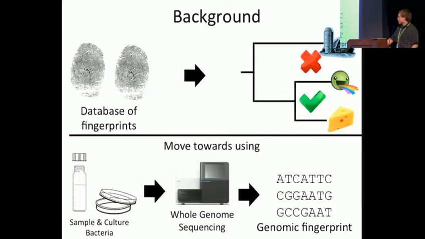And what we're trying to do is move towards using genome sequencing, in particular whole genome sequencing, to generate these genomic fingerprints. So we are able then to get right down to the individual nucleotide level, which gives us a much higher resolution picture, but also gives us access to a lot more data for further analysis, such as, for example, looking for antimicrobial resistance genes.